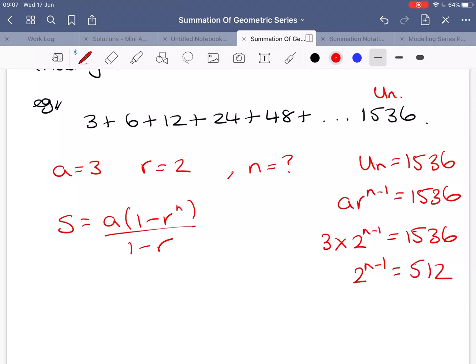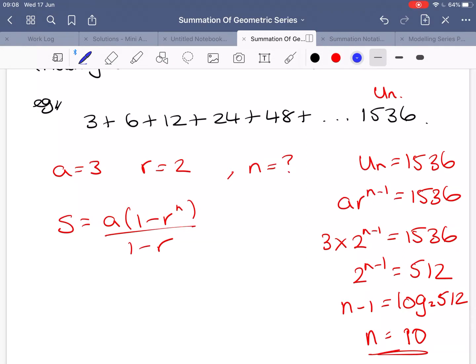And then we use our logarithms again. Because it's 2, it's nice to do base 2. So I say that's log to the base 2 of 512. Log to the base 2 of 512 is 9. So that means n minus 1 equals 9, so n equals 10. And now I've worked out what my n is, I can just substitute everything into my formula.